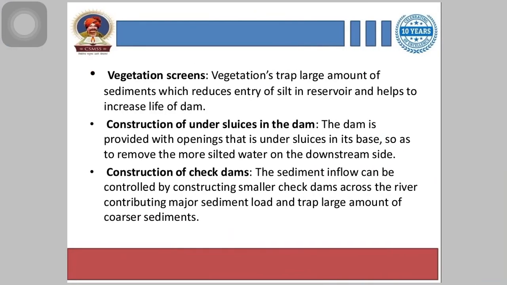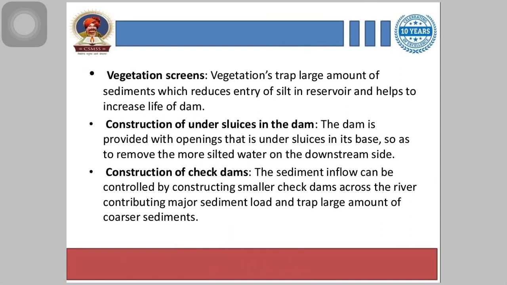Again, the next point is vegetation screen. In this, vegetation growth is promoted in the catchment area and at the entrance of the reservoir, which restricts the soil from erosion and also traps the particles from entering the reservoir. So vegetation traps a large amount of sediments, which reduces the entry of silt in the reservoir and helps to increase the life of the dam.